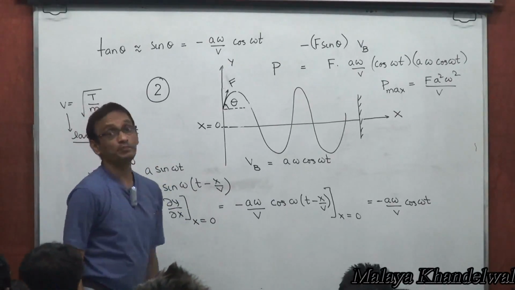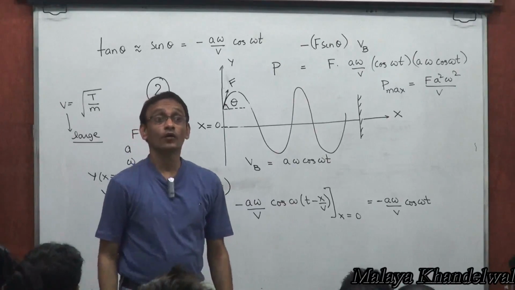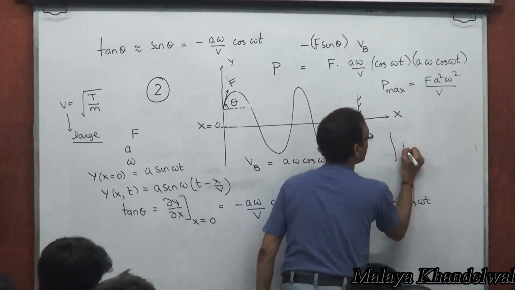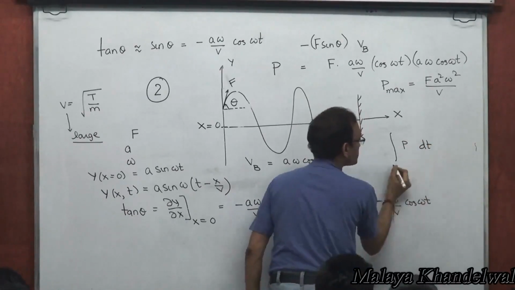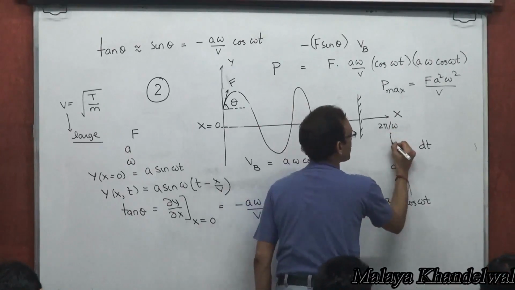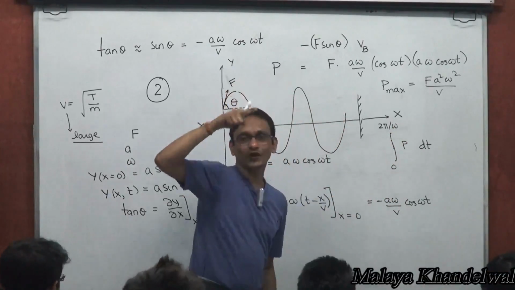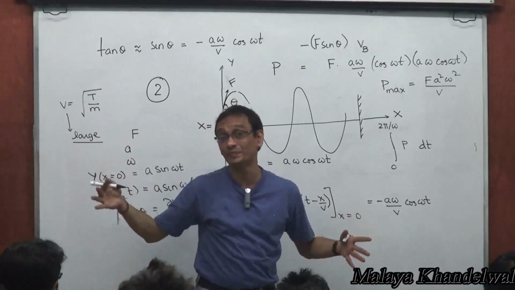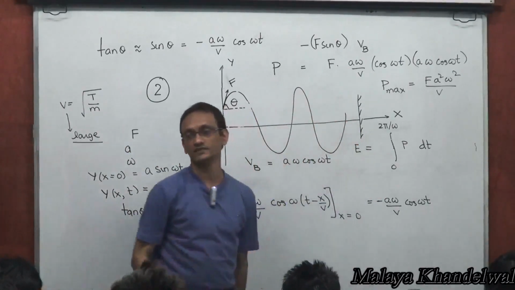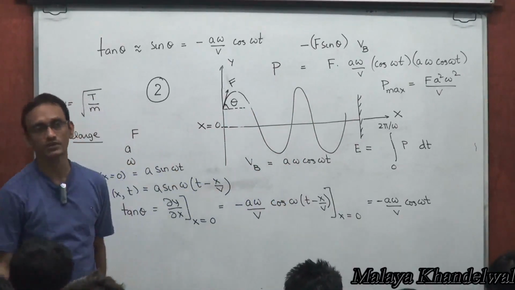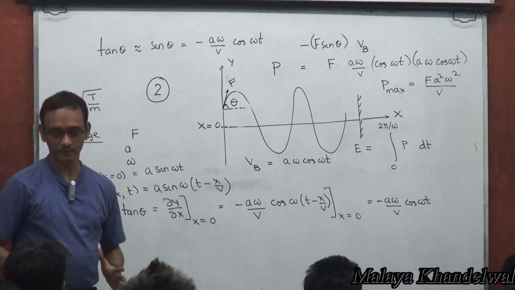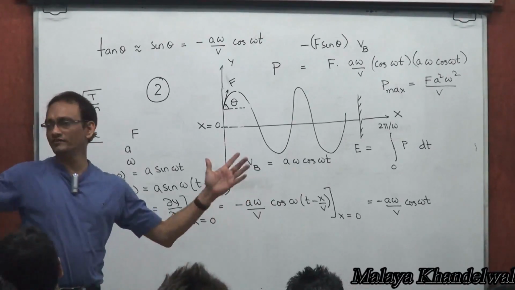Now, the energy transferred to the string in one complete oscillation is going to be the integral of P dt, where t runs from 0 to 2 pi by omega precisely. That's the total energy transferred in one complete oscillation, which you can readily integrate. P is known as cos squared something, right? That is what the idea is. Are you all fine with this?